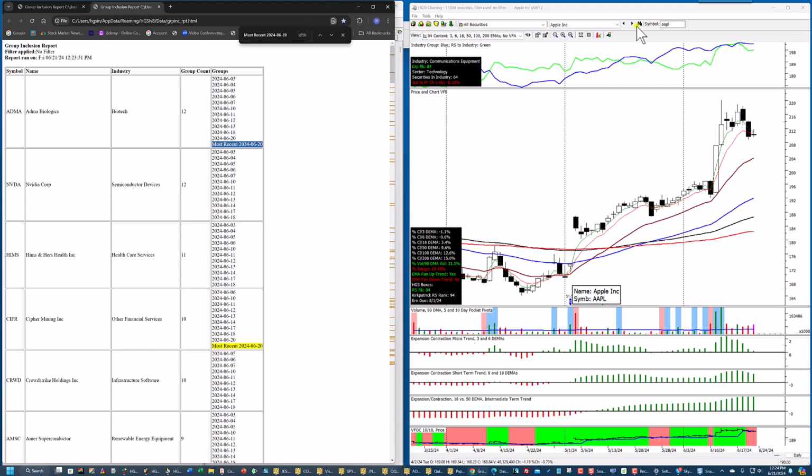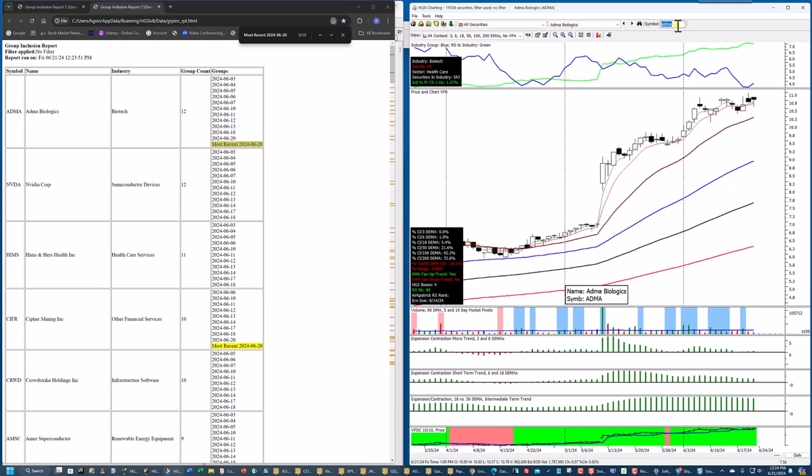Get this out of the way. I'm going to go over here, ADMA, and bring it up, and you can see that on the, make this a red arrow, on the 3rd of June, the 4th of June, the 5th of June, 6th of June, 7th, 10th, all these days, this has appeared.